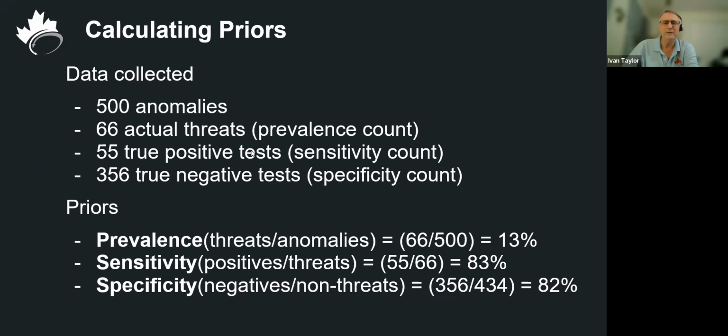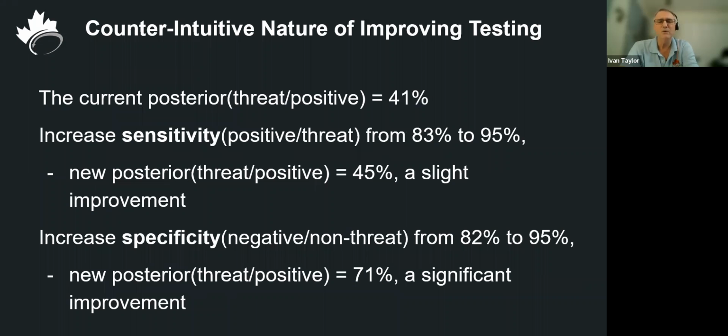So with these estimates of priors, we can get an estimate of the posterior, which is the probability that this is a threat given a positive test result. And this is 41% in this case, which is much higher than the prevalence estimate. So this test is doing a fairly good job of identifying threats. If you were just looking at the prevalence of these threats, you would only be able to estimate maybe 13% of the anomalies were threats. But using this test, you could get this up to 41%.